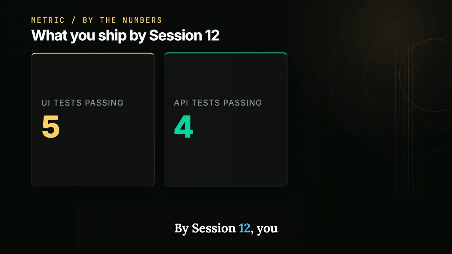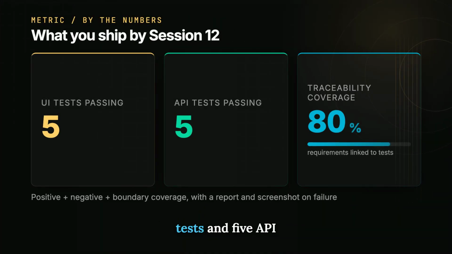By session 12, you should ship at least 5 UI tests and 5 API tests, each covering positive, negative, and boundary cases. Your pipeline generates a report with screenshots and traces on failure. You have a traceability matrix linking every requirement back to a test. And you can present to the team 1 failure caused by the product and 1 failure caused by a test that was lying.